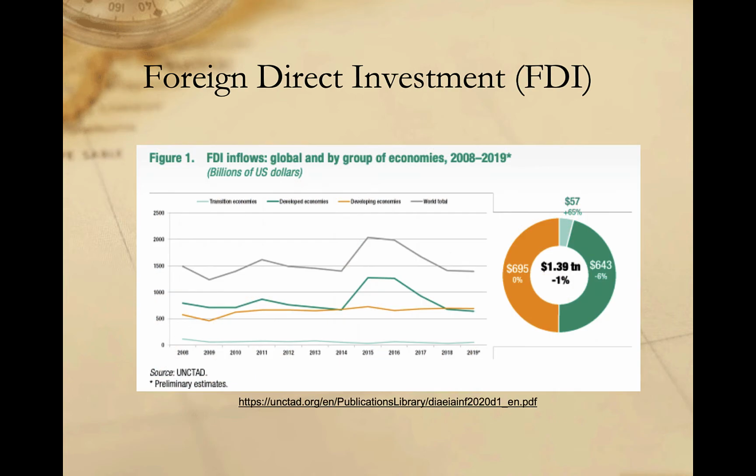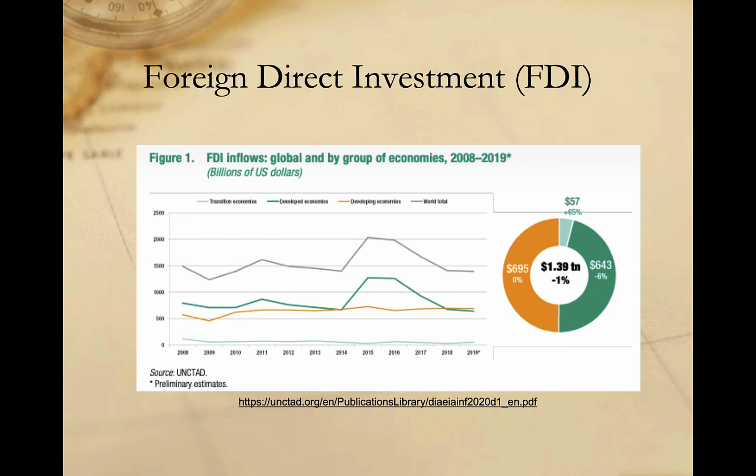According to the United Nations Conference on Trade and Development, the total value of FDI in 2019 was about $1.39 trillion, down from its peak of about $2.03 trillion in 2015. This represents more than 10 times the flow in total foreign aid. Now, the distribution of foreign direct investment is uneven. About half of all FDI goes to countries in the developed world.